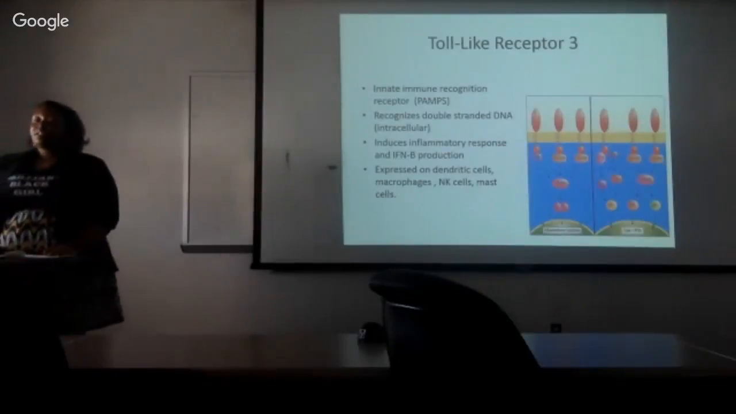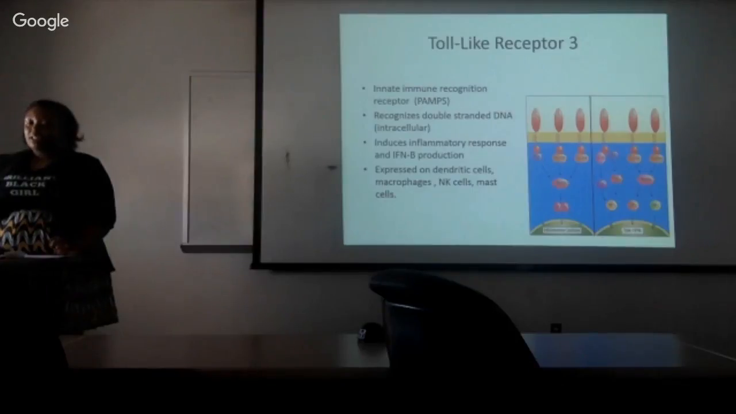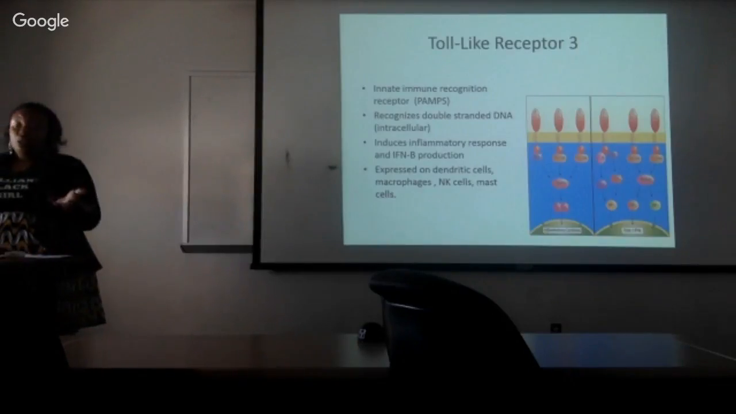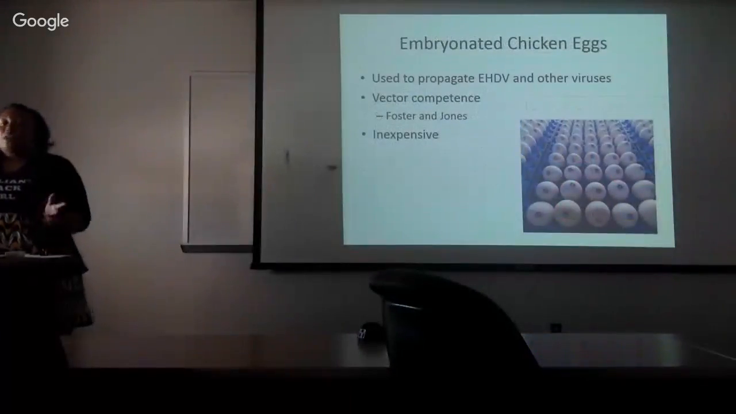And then toll-like receptor 3 is an innate immune recognition receptor, commonly known as a PRR. They recognize double-stranded RNA as well, and then induce an inflammatory response and interferon beta production. And so because EHDV is a double-stranded RNA virus, we thought if we take away one of the main detectors of double-stranded RNA, then we should be able to let the virus replicate more than it would in a non-immunocompromised mouse.